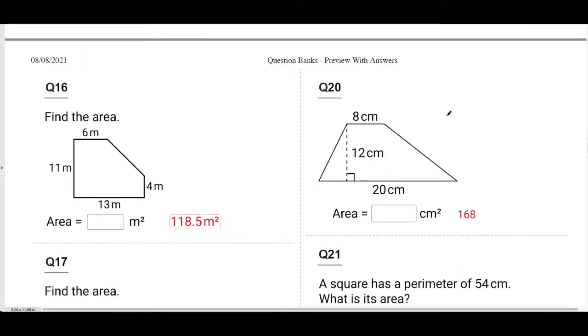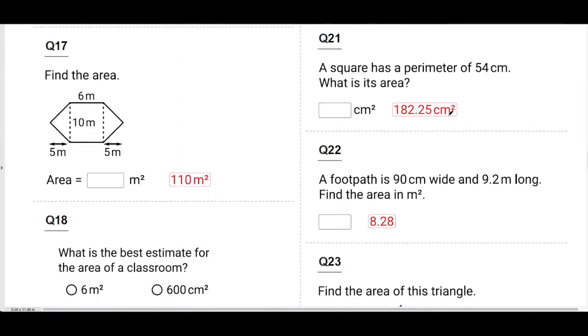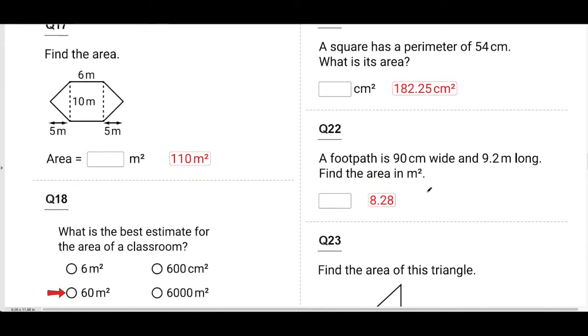So question 22 is also an orange question where half of you got this right. A footpath is 90 centimeters wide and 9.2 meters long. Find the area in square meters. Okay, come on, man. You guys got tricked by this. Remember, the area has to be in square meters. So that means you've got to convert these units to meters. So 90 centimeters is how many meters? You've got to divide by 100, right? To get to the amount of meters. So that's 0.9 meters. So you just have to multiply 0.9 by 9.2 and you get your answer.